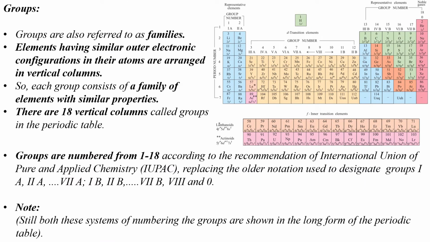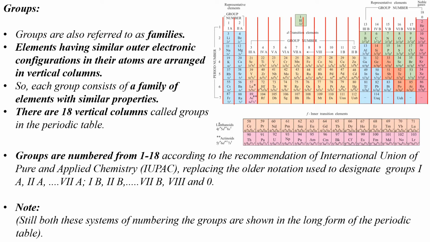Groups are also called families. Elements having similar outer electronic configurations in their atoms are arranged in vertical columns. Now look at the first vertical column. The elements lithium to francium have similar outer electronic configuration, right? That is, in lithium it is 2s1, in sodium it is 3s1, in potassium it is 4s1, in rubidium it is 5s1, in cesium it is 6s1, and in francium it is 7s1.